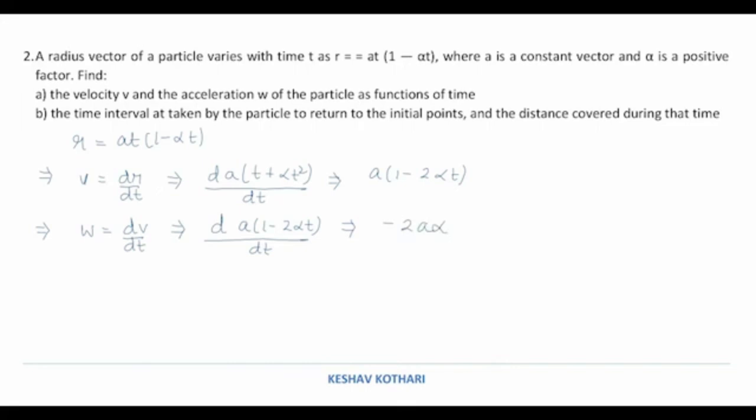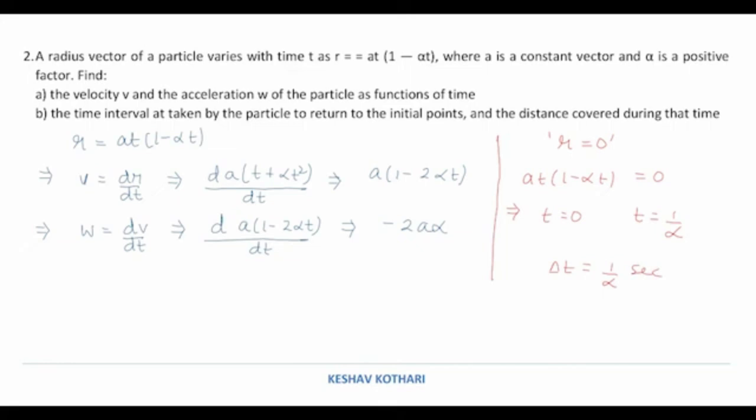Now the next question is asking us the time interval taken by the particle to return to its initial position. If the particle is returning to its initial position, it implies that the position of the particle r is equal to 0. So if we equate this equation to 0, we write a t (1 minus alpha t) equals 0. From here we get t equals 0 and t equals 1 by alpha. These are the two possible solutions. So the time interval for which the particle was in motion can be written as 1 by alpha seconds.